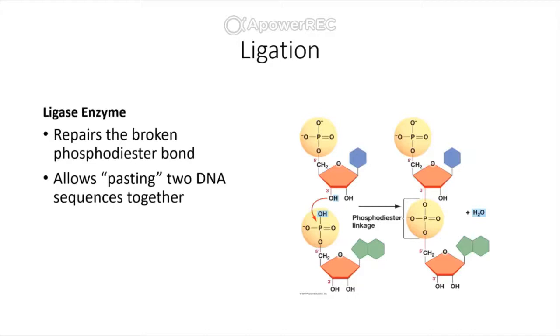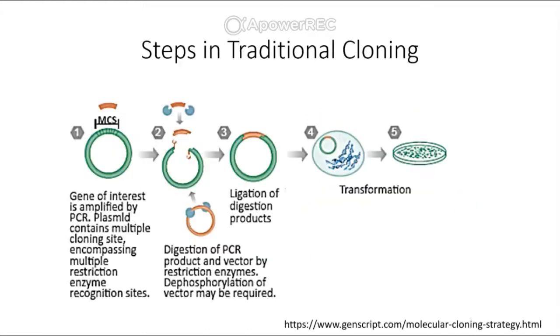So now let's put this all together. In the previous lab, we needed to amplify a gene of interest via PCR, and we designed primers that included restriction enzyme sites on the ends of each side of that gene. So in step 1, we can see that a gene of interest, in our example this was GFP, was amplified by PCR, and the plasmid contains the restriction enzymes on either side of that gene of interest.